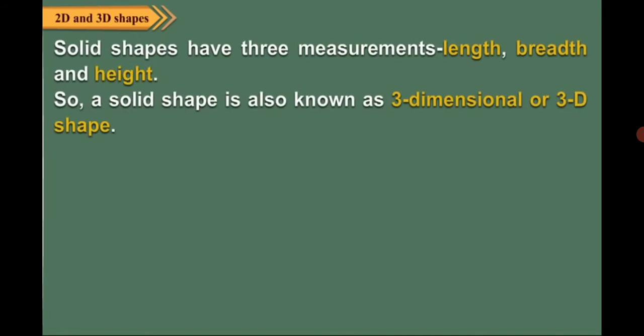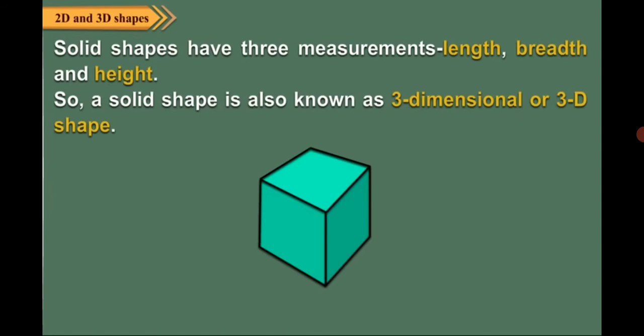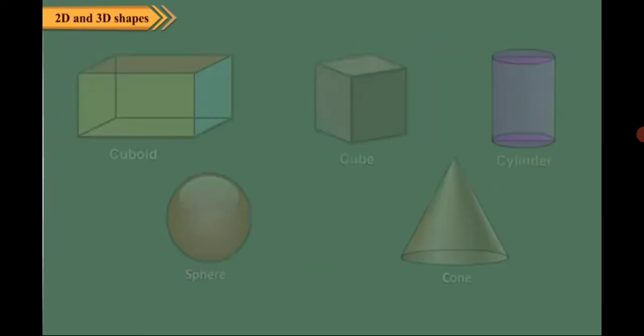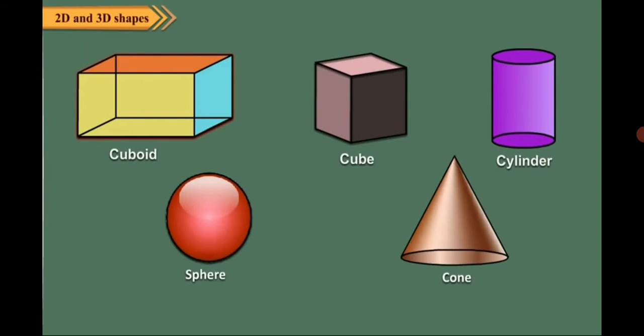Children, now let us know about some solid shapes. Solid shapes have three measurements: length, breadth, and height. So, a solid shape is also known as three-dimensional or 3D shape. Solids have faces, edges, and vertices. Some of the shapes of the solids are cube, cuboid, cylinder, sphere, cone, etc.